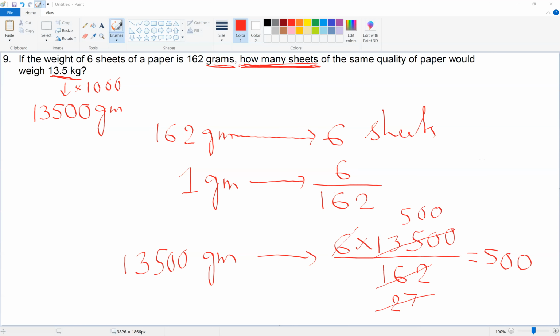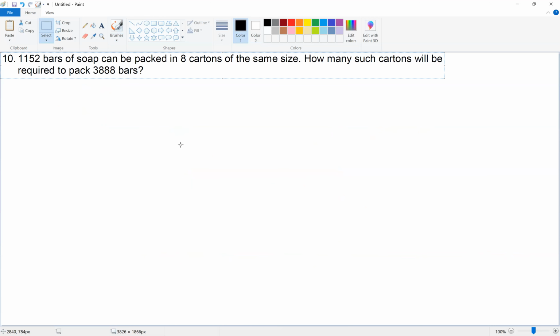And number 10, Meda. 1,152 bars of soap can be packed in 8 cartons at the same time. How many cartons will be required to pack 3,888 bars? What was the answer for the last question? I think it was 500.